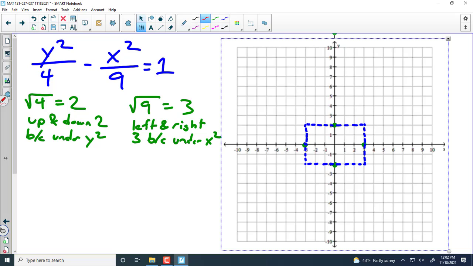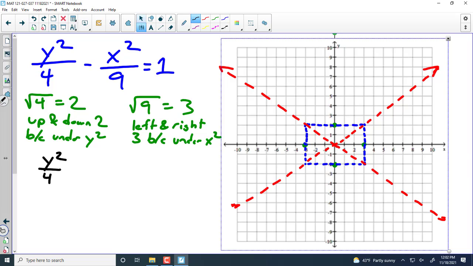Once you get that fundamental rectangle drawn in there, you do those diagonals, make sure you're going through the corners of the rectangle. That's how you guide yourself. You go through the corners of the rectangle. And because the y squared term is first, that's actually what tells you that this hyperbola opens up and down.